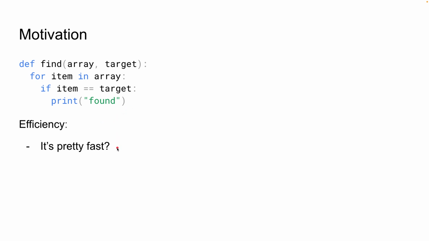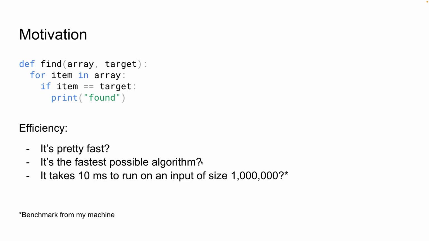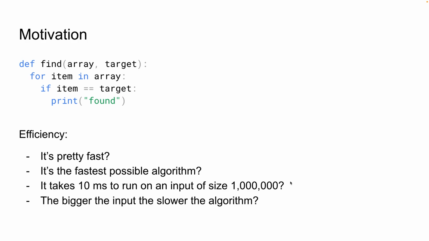You could say it's pretty fast, but that's very subjective. It's the fastest possible algorithm that solves the problem. That gives us a lower bound, but doesn't speak to how fast it is. What if I just run and time it? This does give us an idea about its speed, but it's specific to the specs of my machine and doesn't translate to other machines. How about the bigger the input, the slower the algorithm?